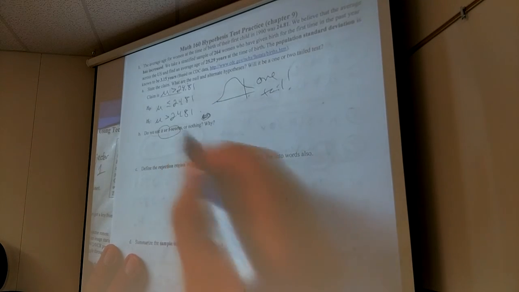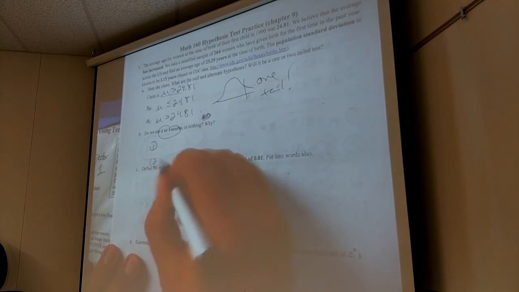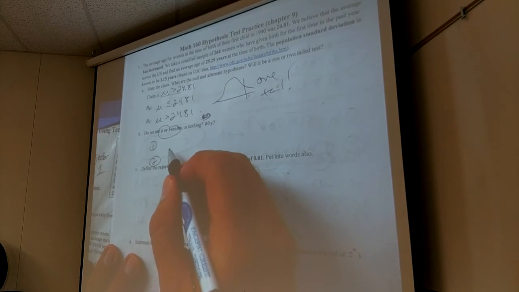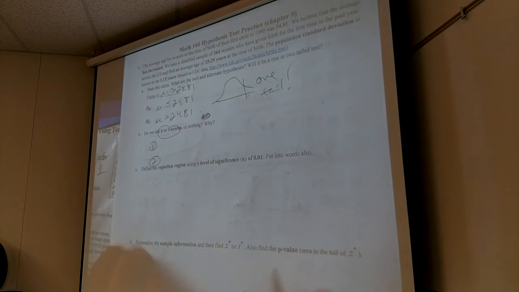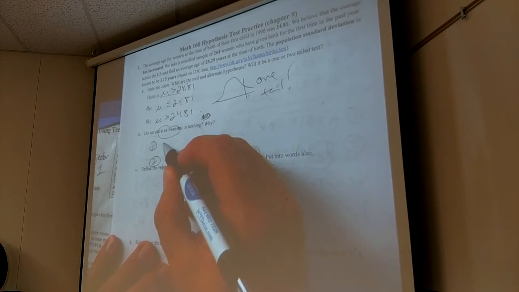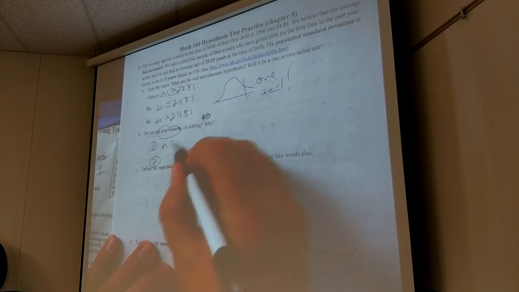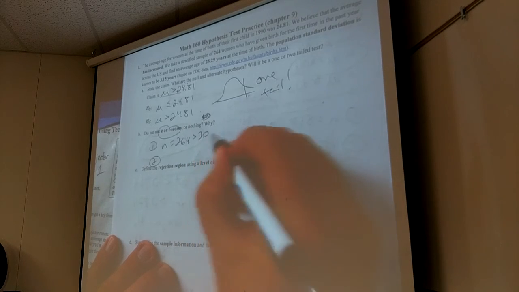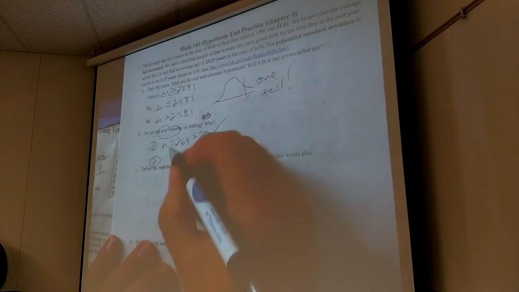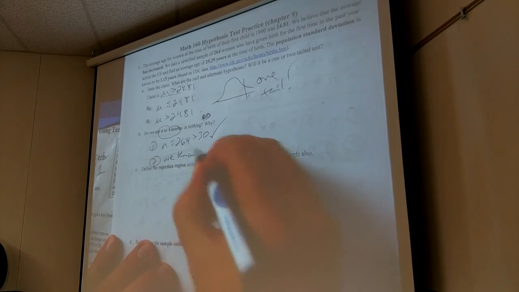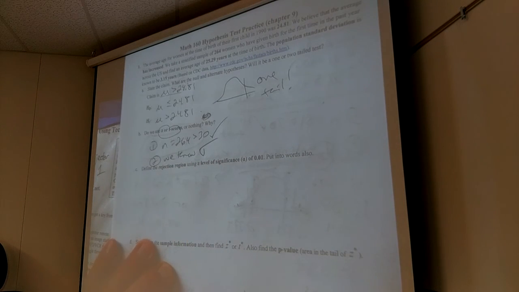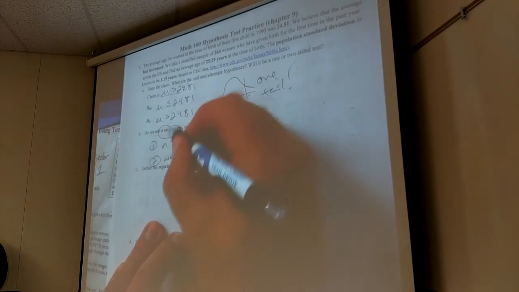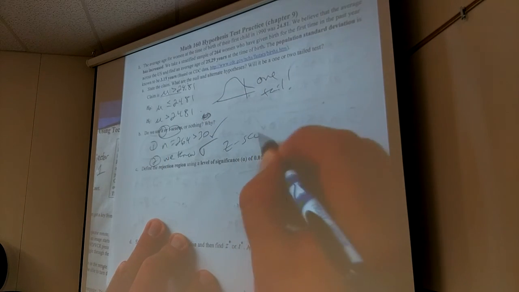All right, Z or T? What two things do you have to tell me? All right, I like that. Z. Why Z? Sample's way bigger than 30. Check. And we know sigma. I like it. So that means I can use z-scores. Yay.